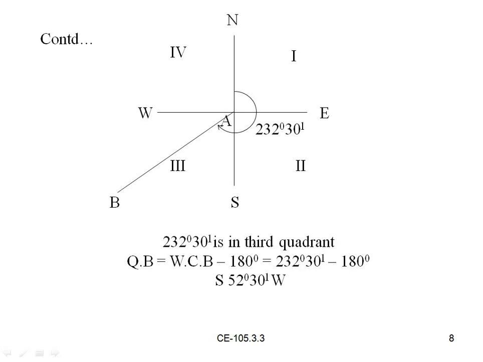Now again, 232 degrees 30 minutes is in the third quadrant. Then quadrantal bearing is equal to whole circle bearing minus 180 degrees. Since the value is more than 180 degrees, we subtract 180 degrees. Then we get south 52 degrees 30 minutes west. So now let us convert the following whole circle bearings into reduced bearings.